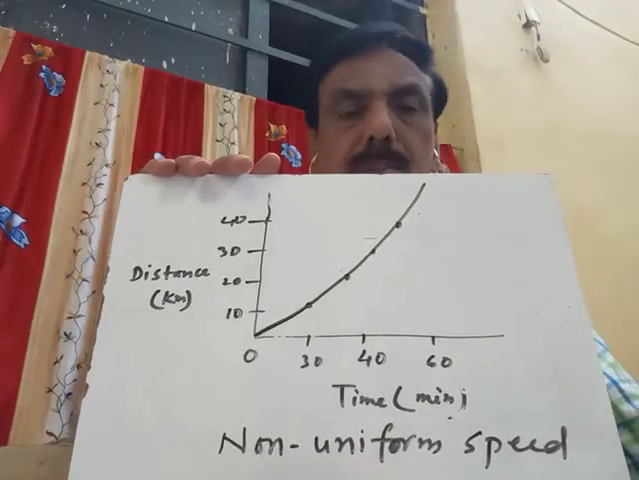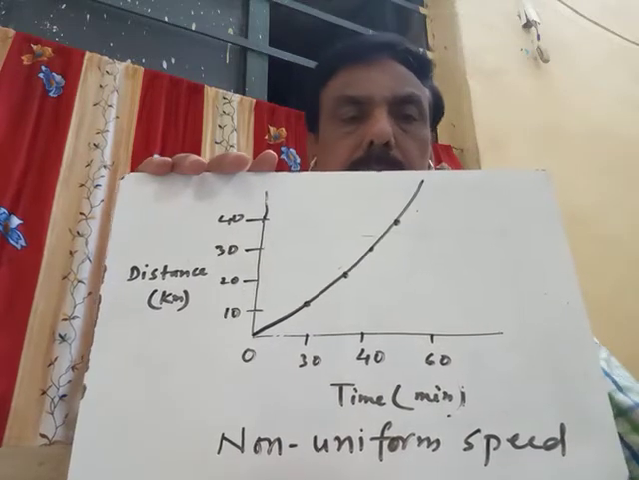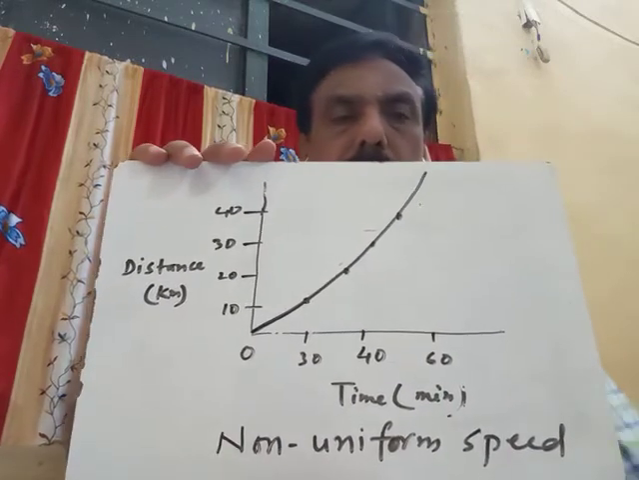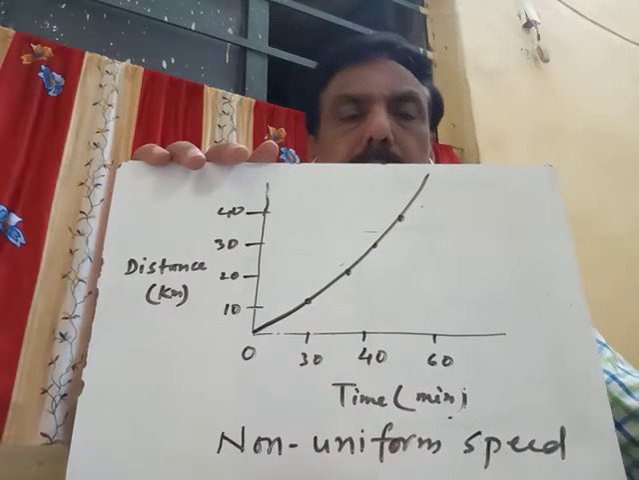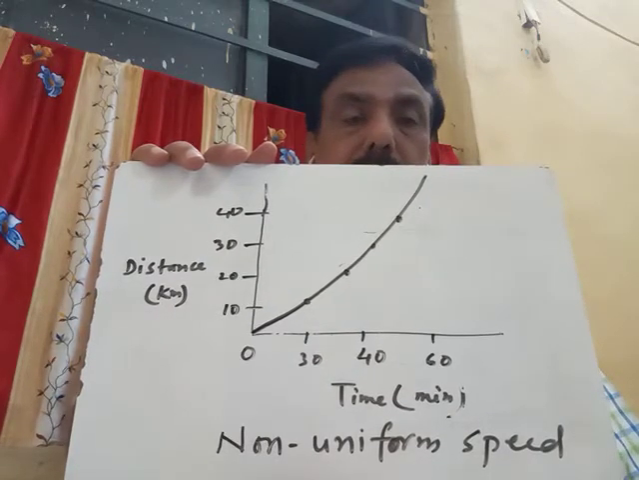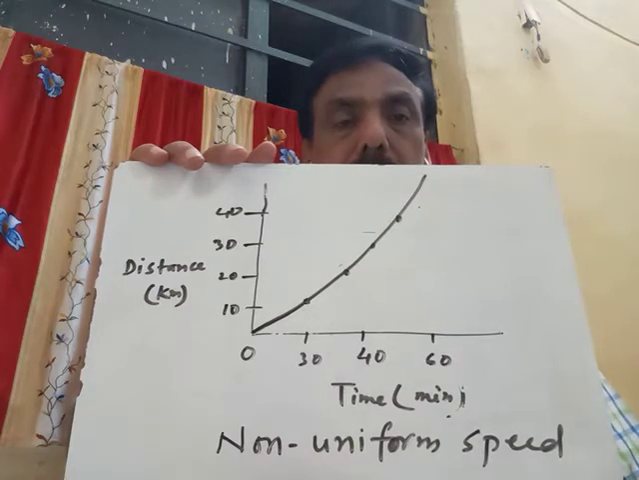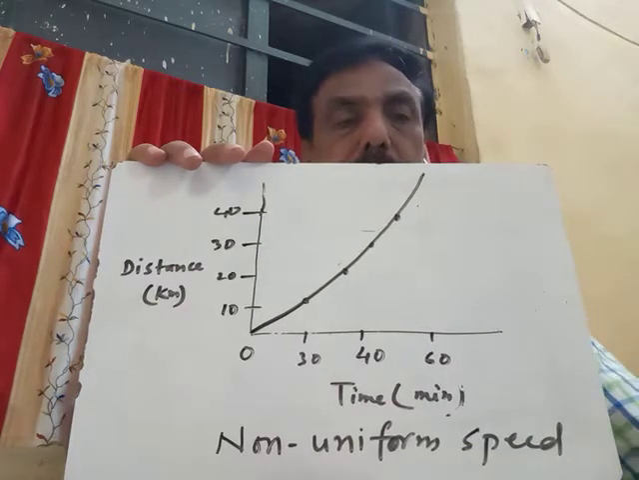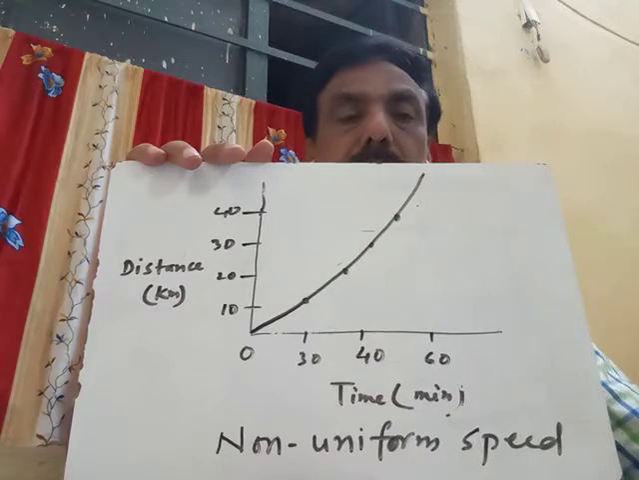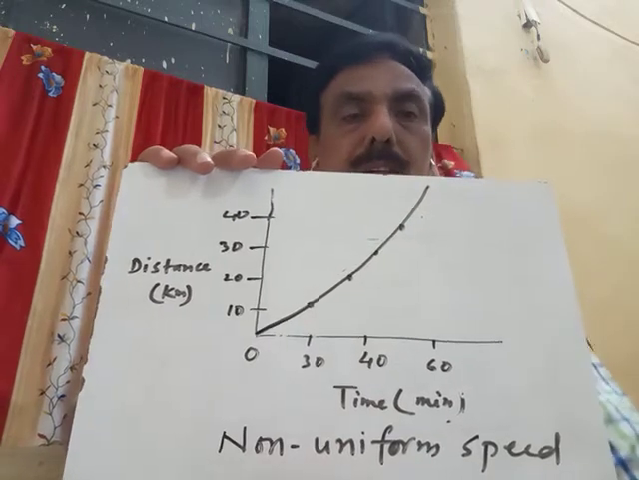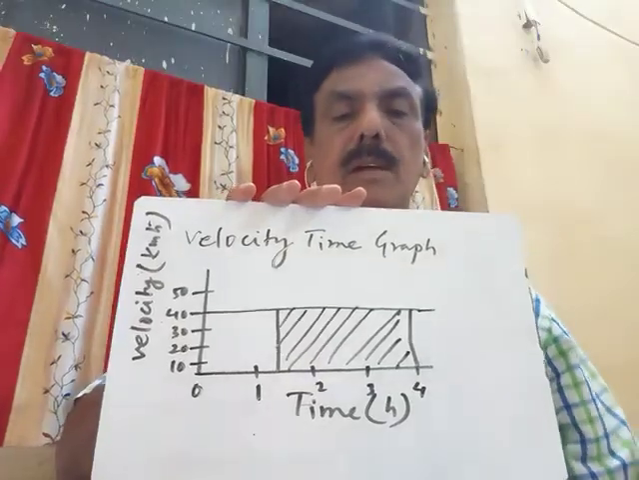Right? Look at this, it is a graph of non-uniform speed. Look, the graph is a curved one. It's not a straight line. Therefore, this graph is of non-uniform motion. Right?